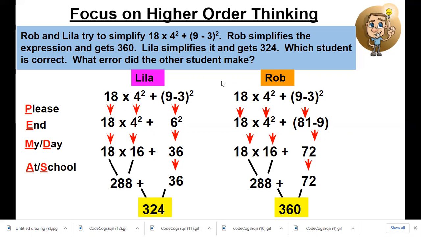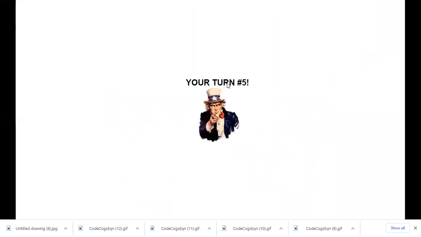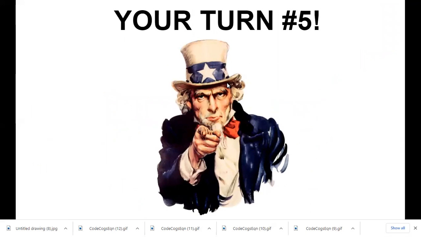Did you say Rob? And you are correct. There's his mistake. Rob squared each of the numbers in the parentheses. He squared the 9 first, and he squared the 3 first. And then he subtracted, right? You can't do that. You have to do what's in the parentheses first. He should have subtracted 9 minus 3 and gotten 6 over here and squared it. So there's his error. Okay, it's your turn to try some problems, and I'll see you back in a moment.